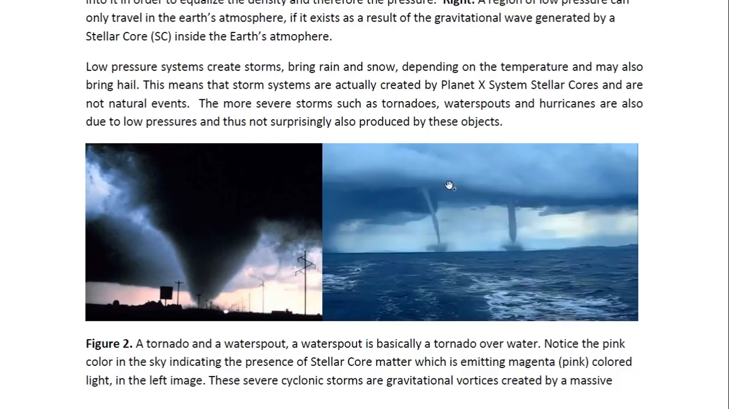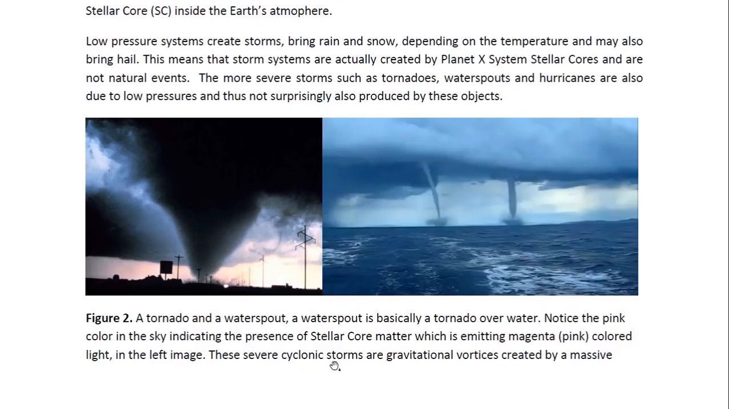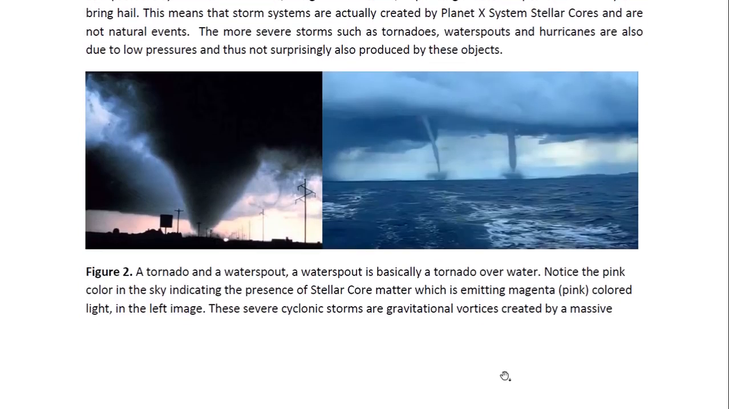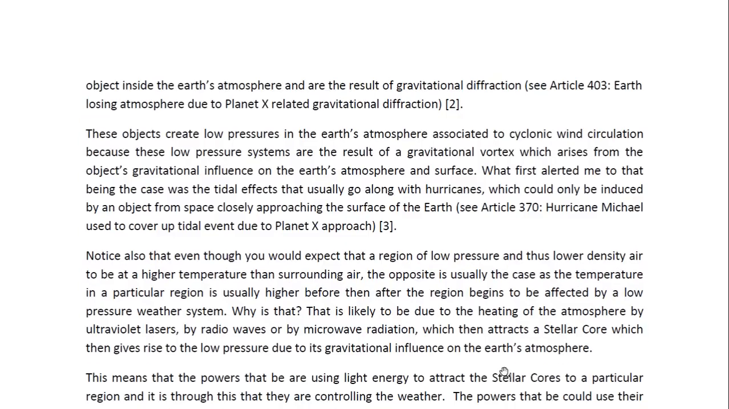And a tornado and some waterspouts, and basically a waterspout is a tornado over water. And notice here that you have the pink color in the sky indicating the presence of stellar core matter, which then causes the emission of this color of light due to the absorption of light. Now, these severe cyclonic storms are gravitational vortices created by a massive object inside the Earth's atmosphere.